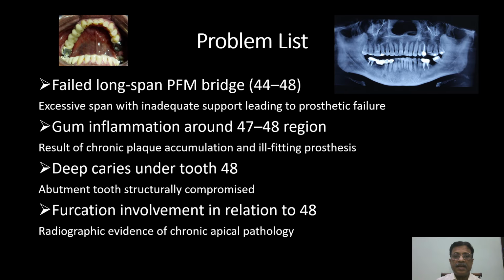Now, let's summarize the problem list. The problem list in this case is that there is a failed long span FPD which extends from 44 to 48. Then there is gum inflammation present in the 47 and 48 region due to furcation involvement. There is deep caries underneath 48 where the abutment is structurally compromised, and due to the furcation involvement, we can see that there is a periapical pathology. So this is the problem list which we can summarize.